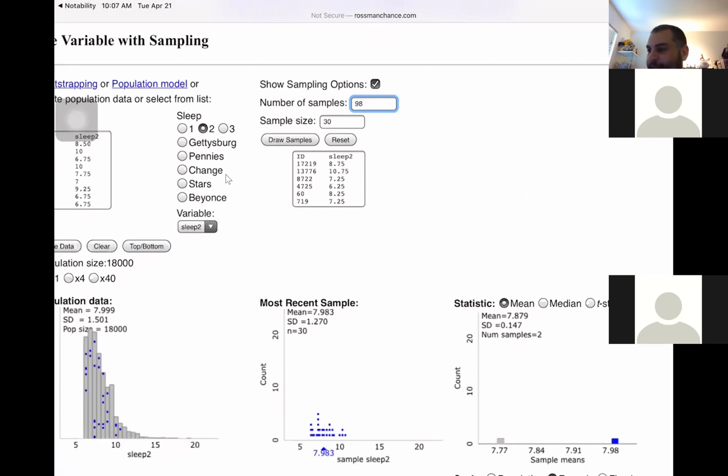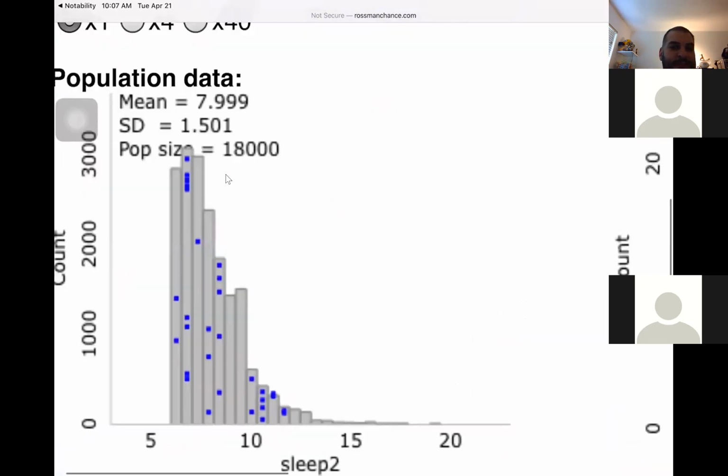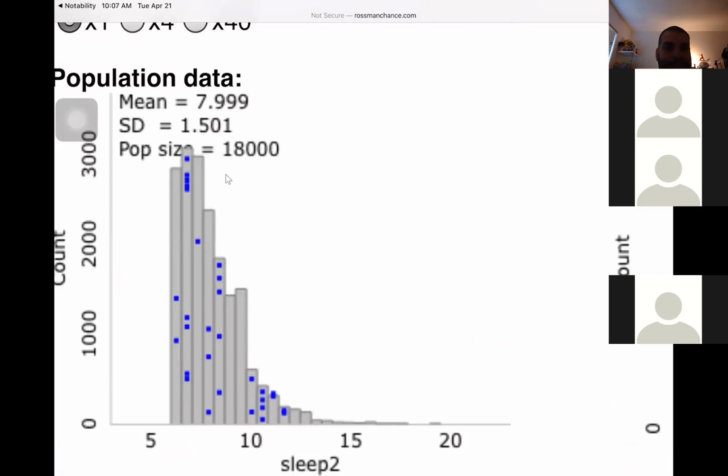So let's go ahead and do this. All right. If you look at my original distribution, we said the distribution was what? Skewed to the left, skewed to the right, or symmetric? Skewed to the right. Yeah, so we said it was skewed to the right.